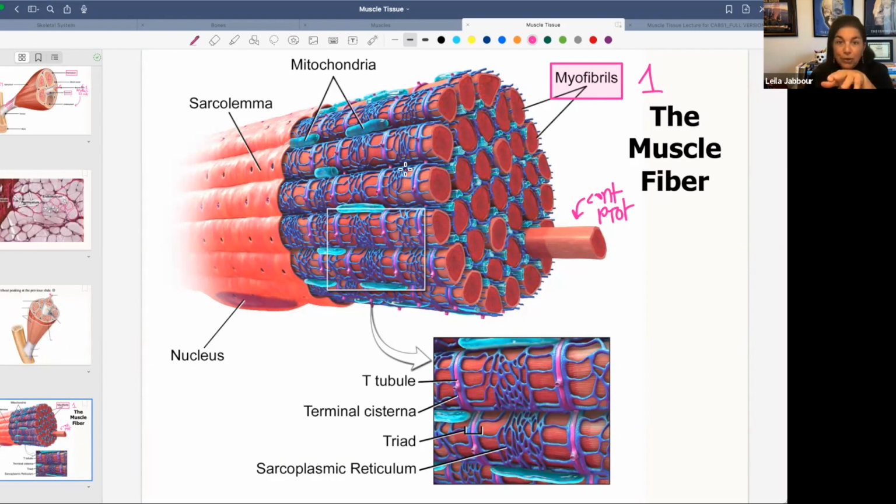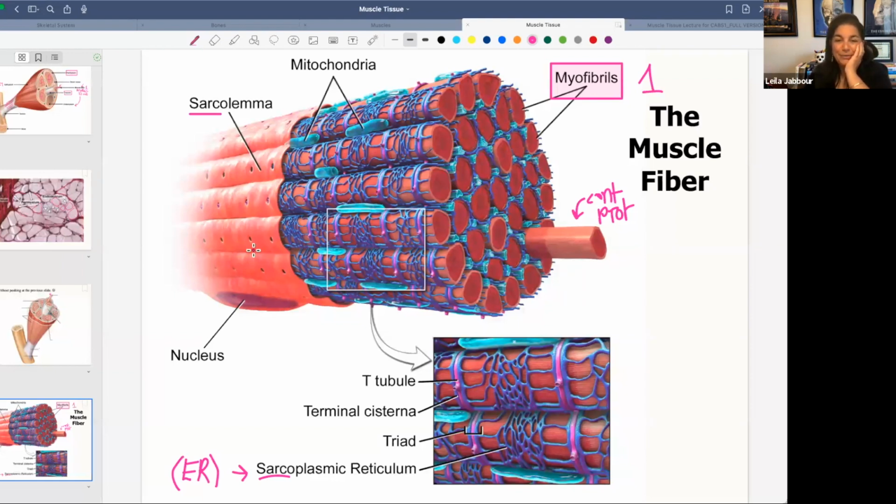But I wanted to show you the rough endoplasmic reticulum. In a muscle fiber, it's called the sarcoplasmic reticulum. Anything sarco is referring to muscle, skeletal muscle. So sarcoplasmic reticulum is the equivalent of the ER, the endoplasmic reticulum in any regular general eukaryotic cell. Sarcolemma is the equivalent of plasma membrane. What else is sarco? Well, we're going to talk about sarcomere.